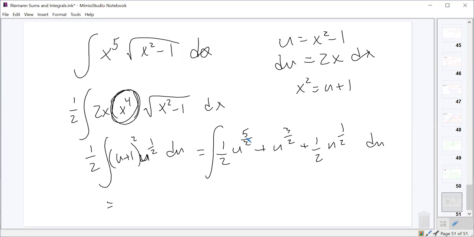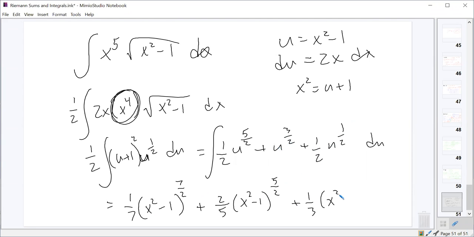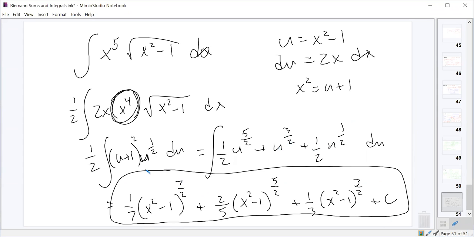So this becomes u to the 7/2 times 2/7, and half of 2/7 is 1/7. So it's u, or x squared minus 1 to the 7/2. And then plus, this one will become 2/5 of u to the 5/2. And then this one will become 2/3 u to the 3/2 times the 1/2, which is 1/3 u to the 3/2 plus our constant. Everybody good there or no?